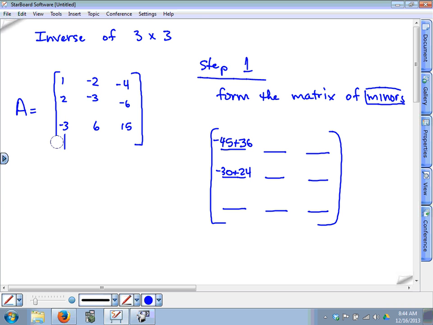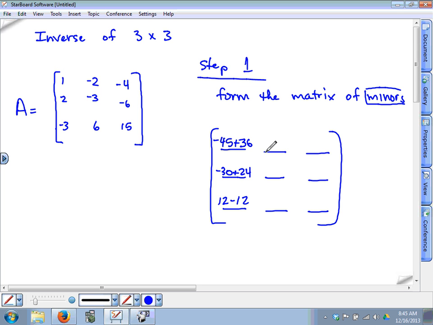Now we move on. I know I'm moving fast, but this is stuff you should be able to do. How do you find the minor that goes here? Well, you cross out the first column and which row? Third row. Now find that minor. That's going to be 12 minus 12. We've got to be careful with the arithmetic.